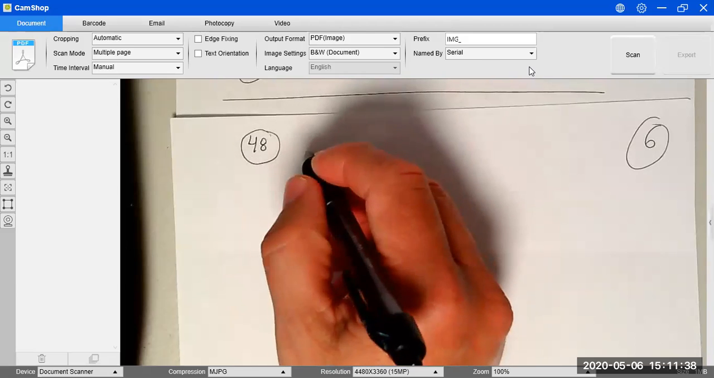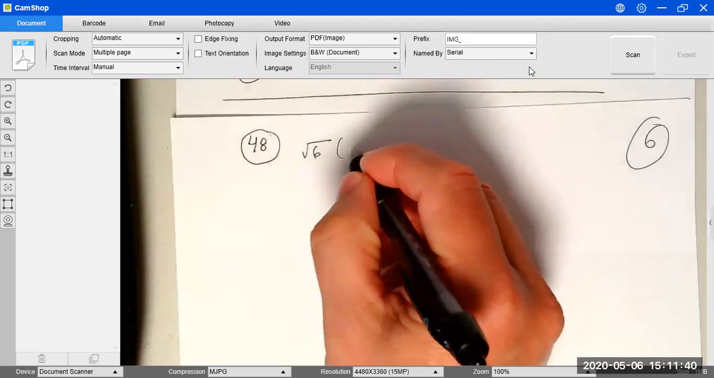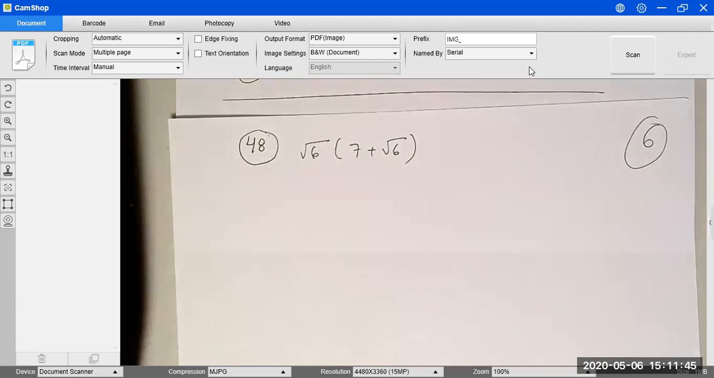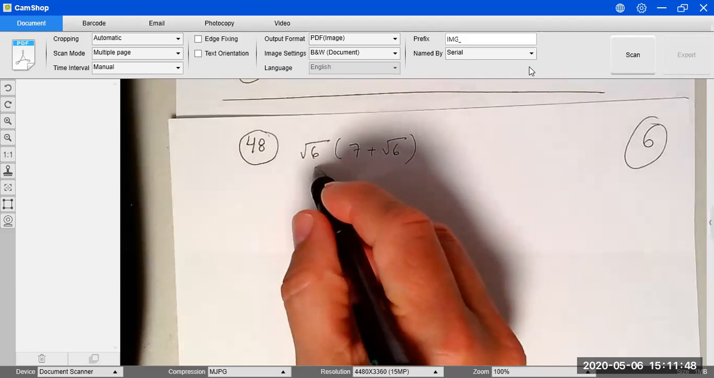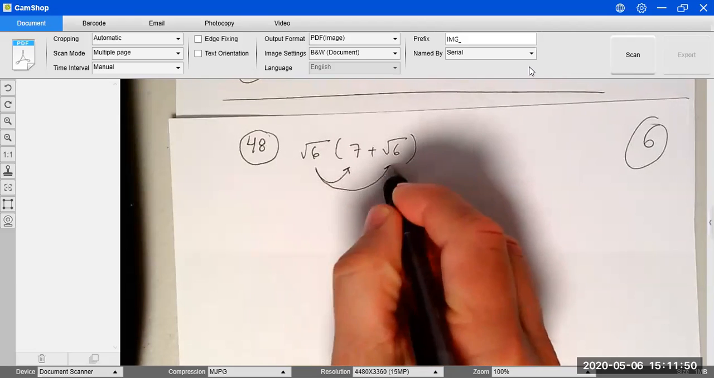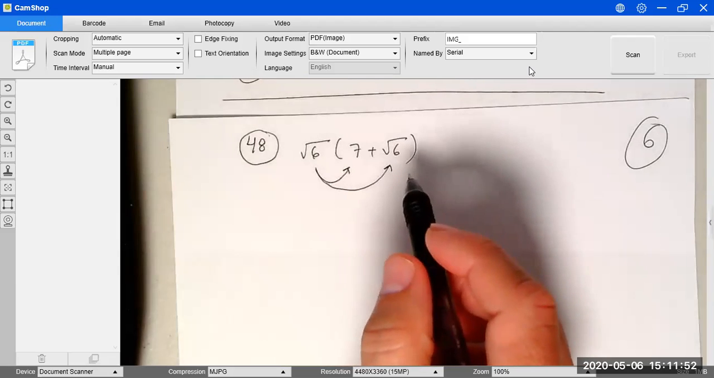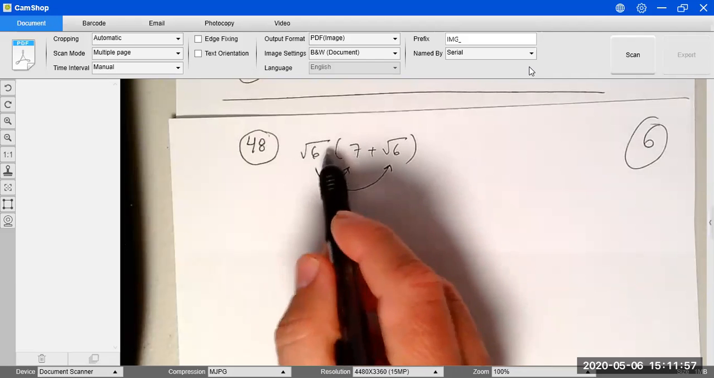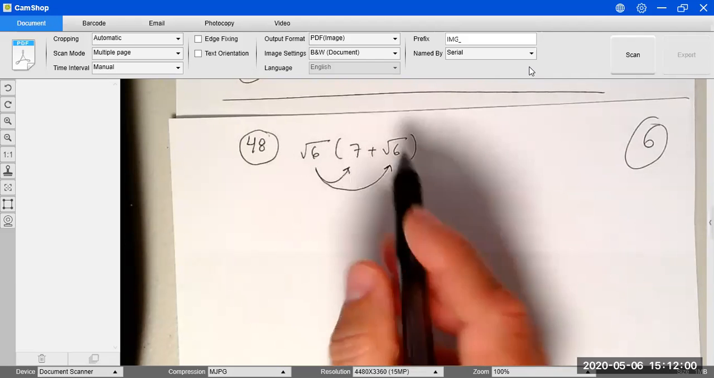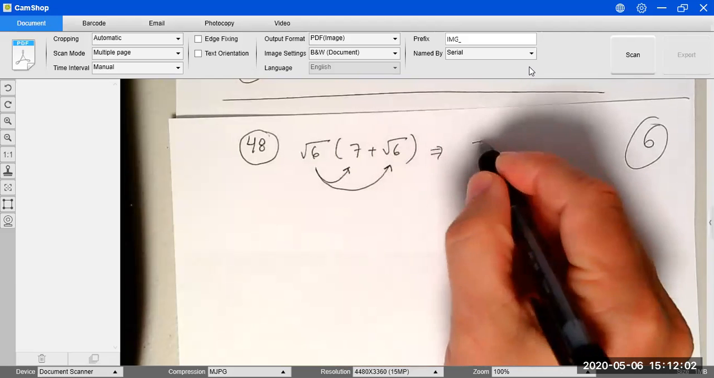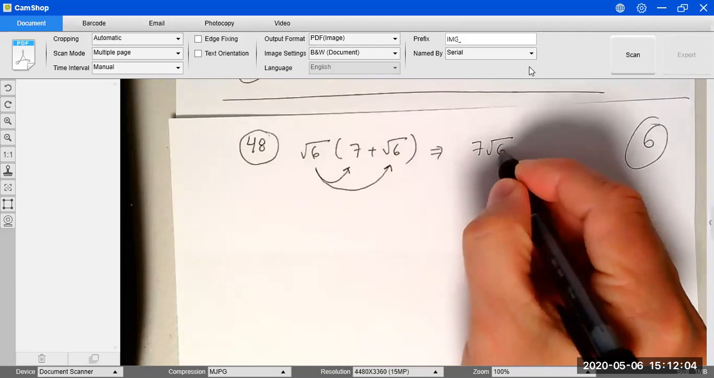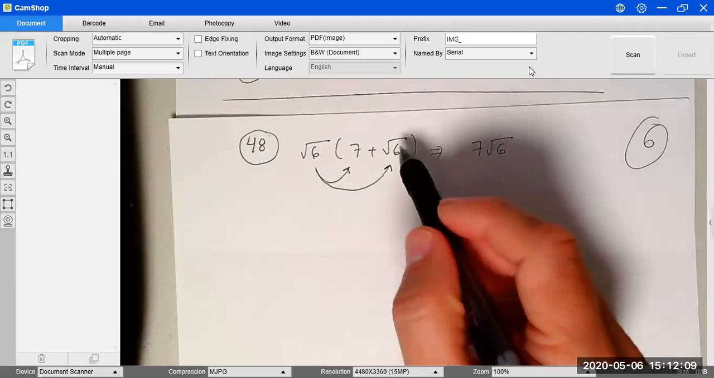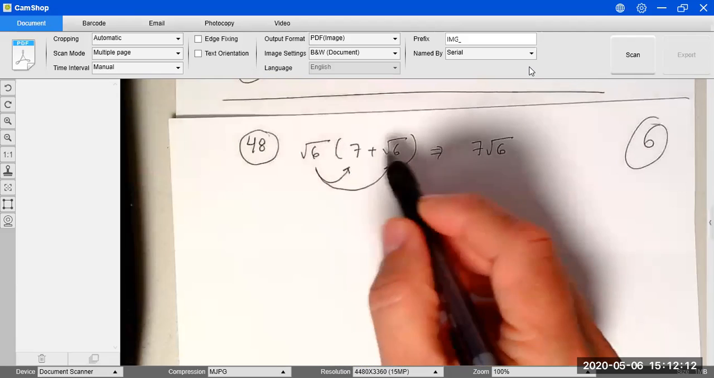So in 48 we have radical 6 multiplying 7 plus radical 6. So we're going to apply the distributive property. So you just need to be careful about what you are multiplying. So in this case, first you are multiplying a radical and a coefficient. So you're going to write first the coefficient and then the radical. Then you're going to have a radical times another radical.